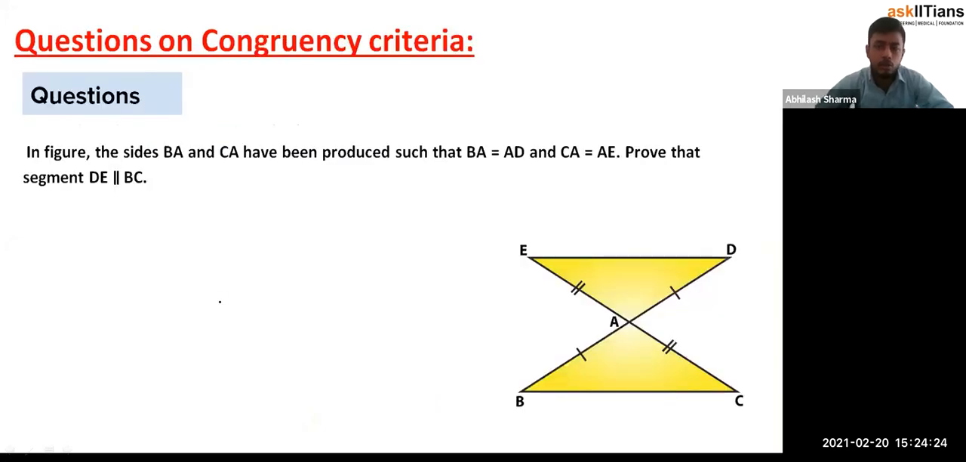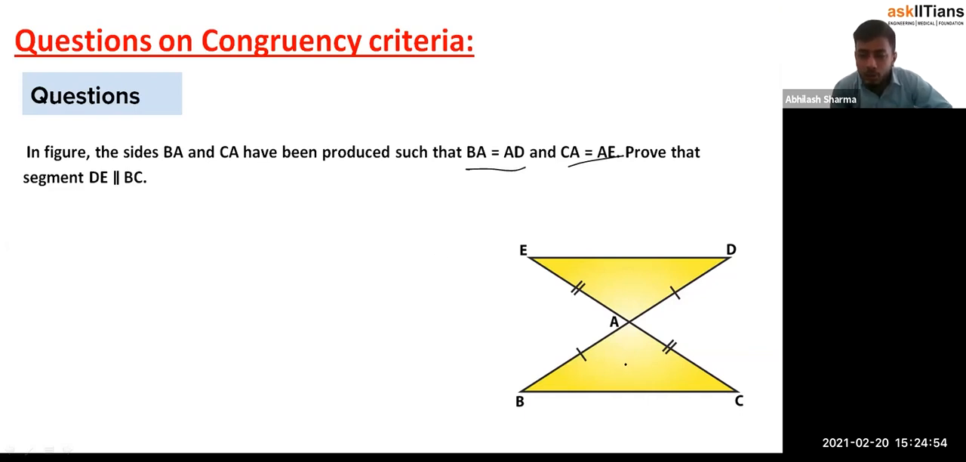Now let's have a look at this question. We are given in the figure sides BA and CA are equal, and BA equal to AD, fine. Then what else is given to us? We are also given CA equal to AE, right? So CA equal to AE, and we have to prove that DE and BC are parallel, right?